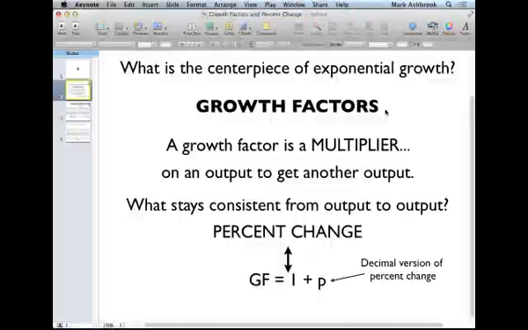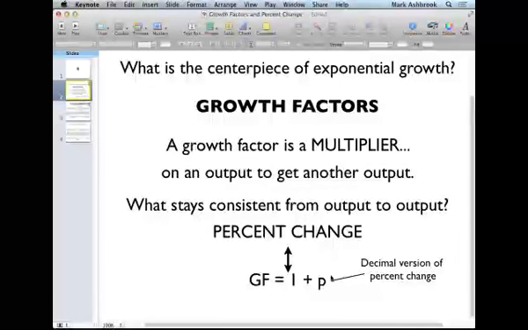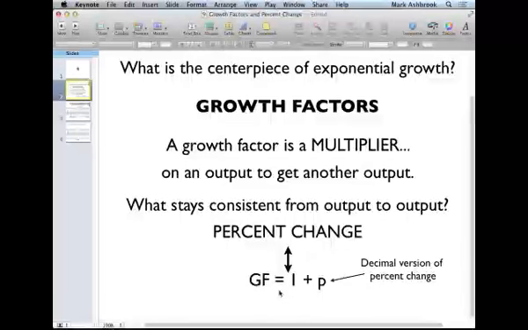It's a multiplier on the output to get the next output, 5 units of input later. Okay, so every situation has many growth factors. Each one of those growth factors has an associated percent change. So this little statement at the bottom is true no matter what growth factor you have. 1 plus the decimal version of the percent change is always equal to the corresponding growth factor. Okay? So that's review.